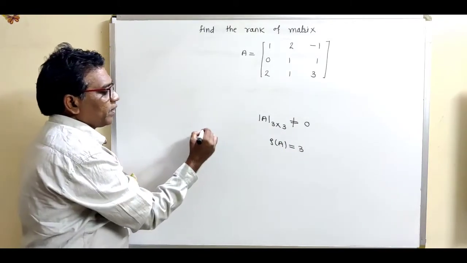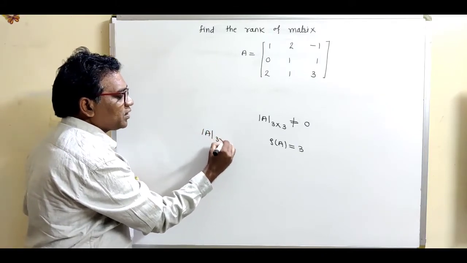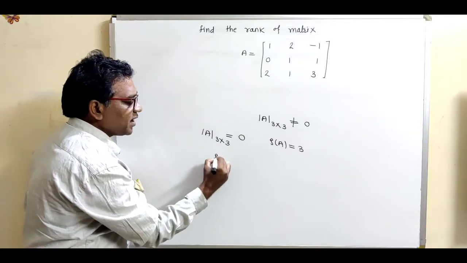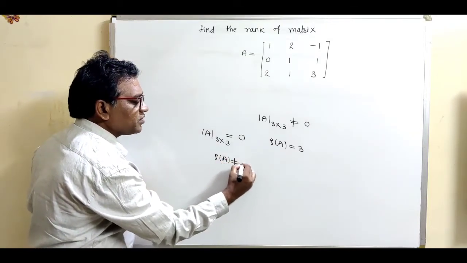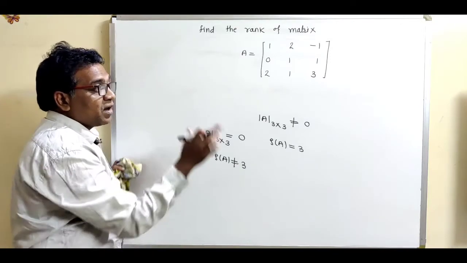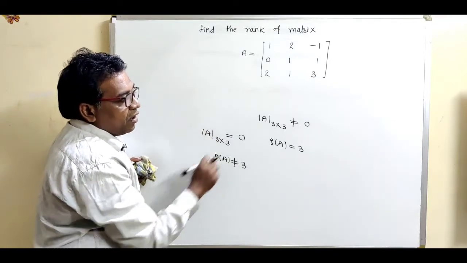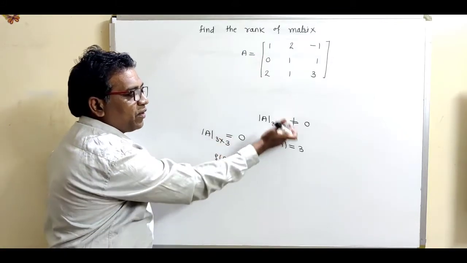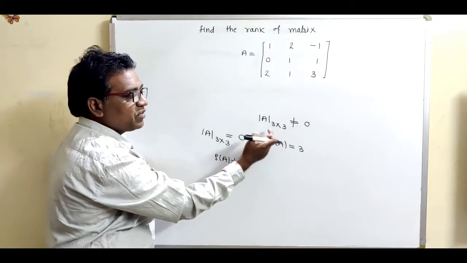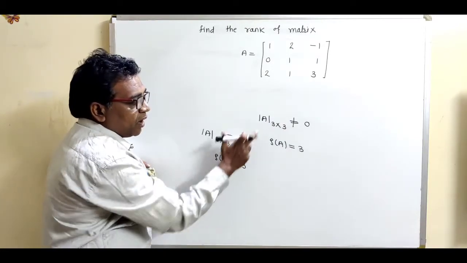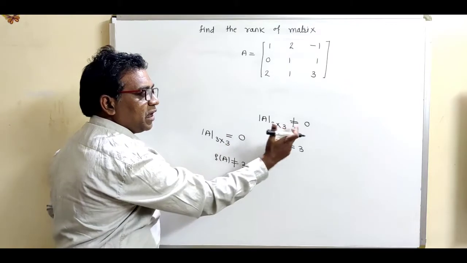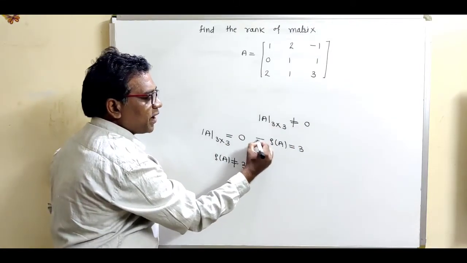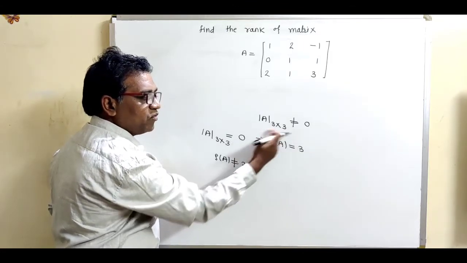Now suppose the determinant of order 3 by 3 vanishes, then we can say that the rank of the matrix is not equal to 3. See how to find out the rank of the matrix. We are given the matrix which is of order 3 by 3, so first of all, find out the determinant of the highest order, which is 3 by 3. If the determinant of order 3 by 3 does not vanish, then we can say that the rank of the matrix is equal to this number, which is 3.